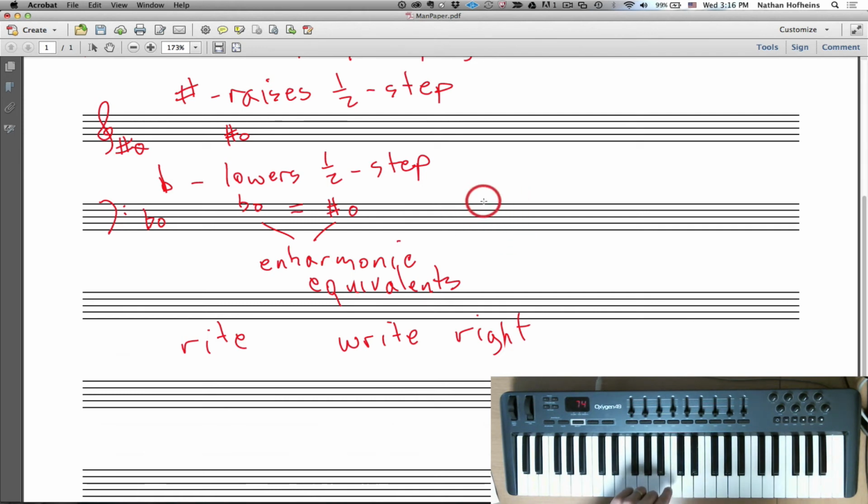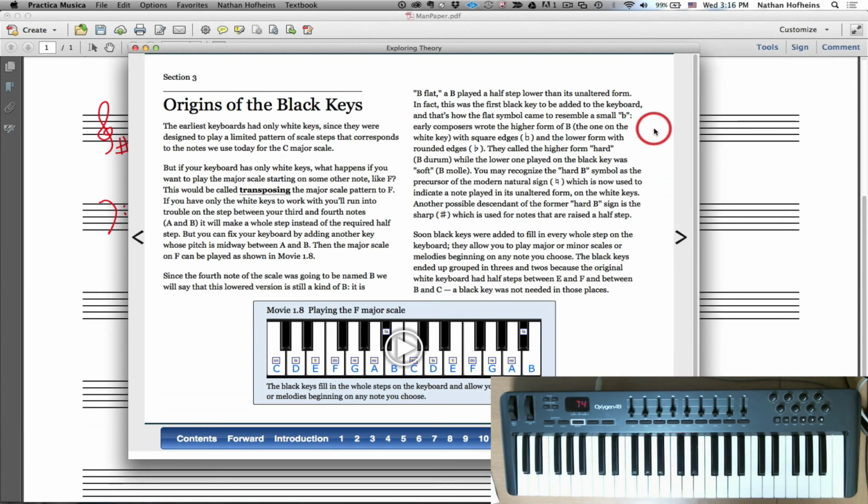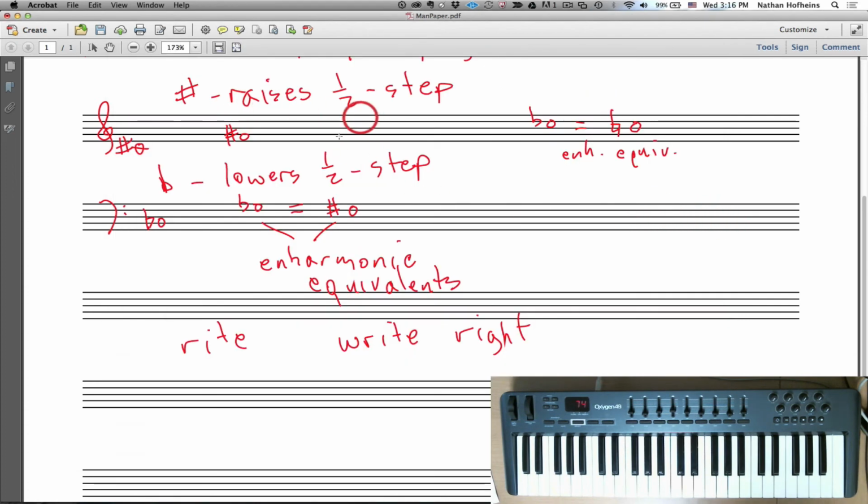You can even sharp or flat a C, for instance. I'll put this C up here. A C flat. If I do a C flat, that takes it down a half step to a B natural. So we would say that a C flat and a B natural are enharmonic equivalents. Okay? So that's how that works. Sharps raise a half step, flats lower a half step, and naturals keep it on the white keys.